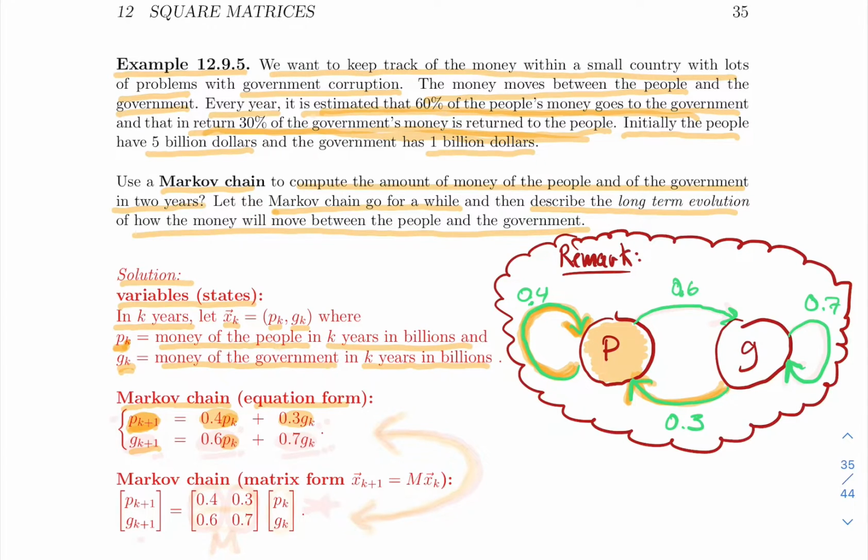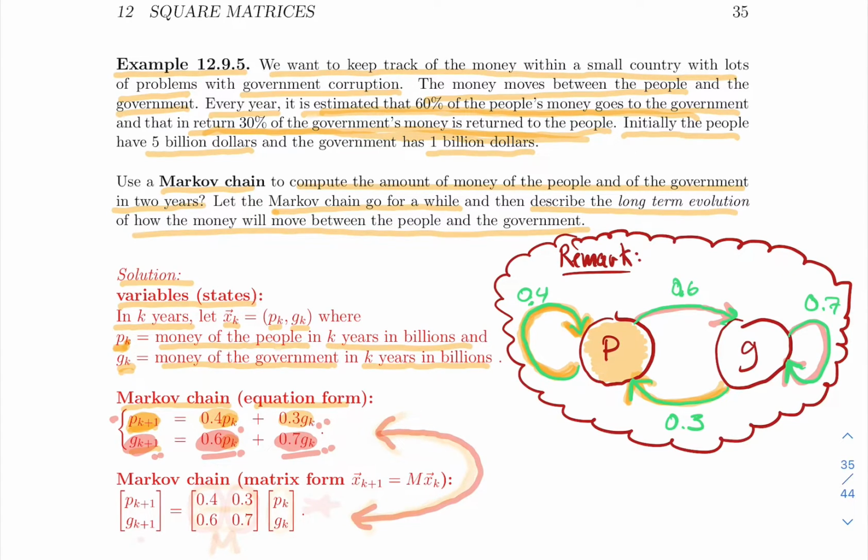And now what about the government? Well, the government will receive, I'm going to use red here, 60% of whatever the people have. And of course, they're going to keep 70% of what they have right now. So next year, the government is going to receive 60% of the people's money and then keep 70% of whatever they have. And that's the equation form. And again here, very important: if you start with P, you see that you have P as the first variable, and then you have your G variable as the second variable. It's only if you keep that order that this Markov chain can be rewritten in matrix form.